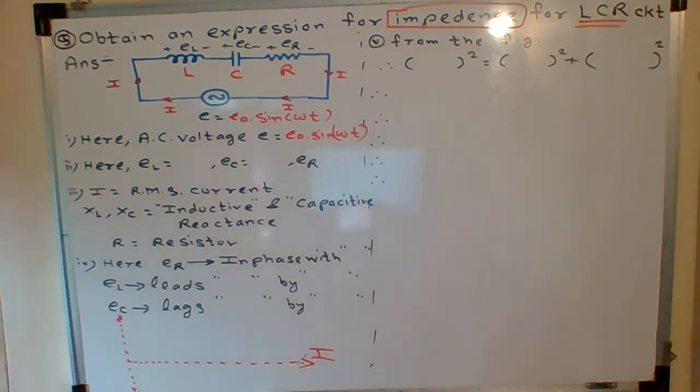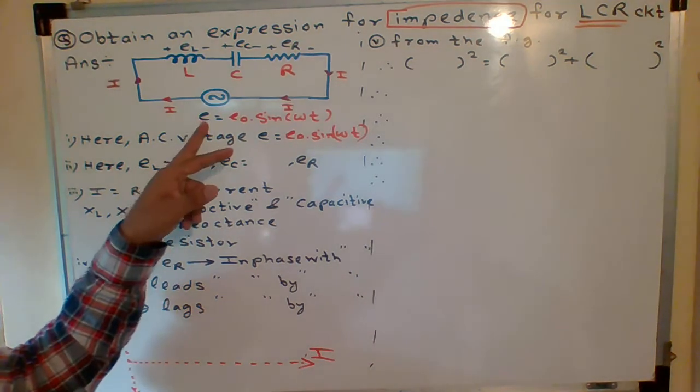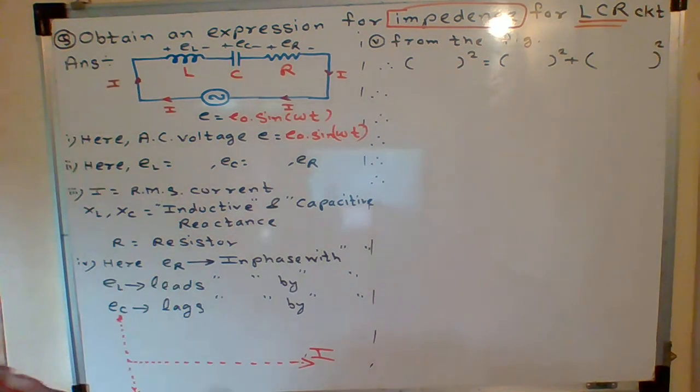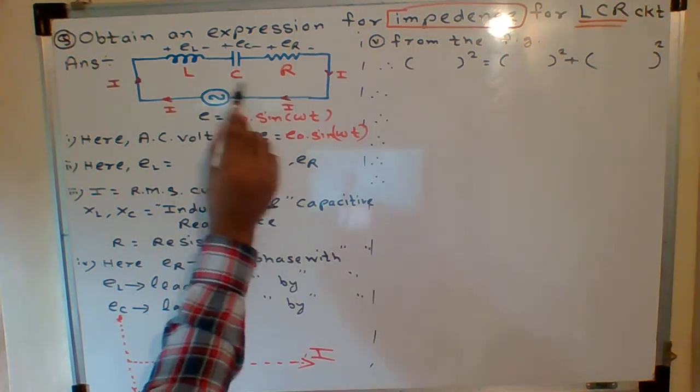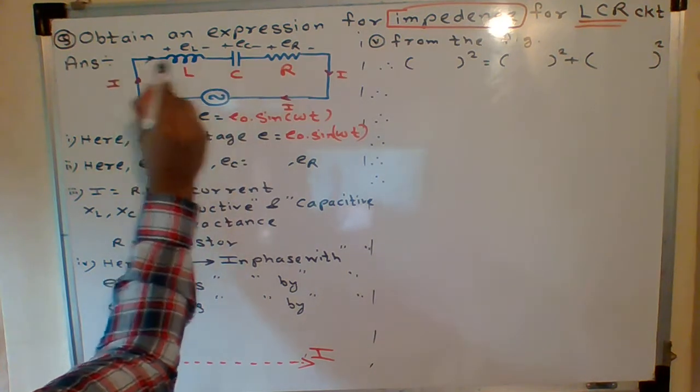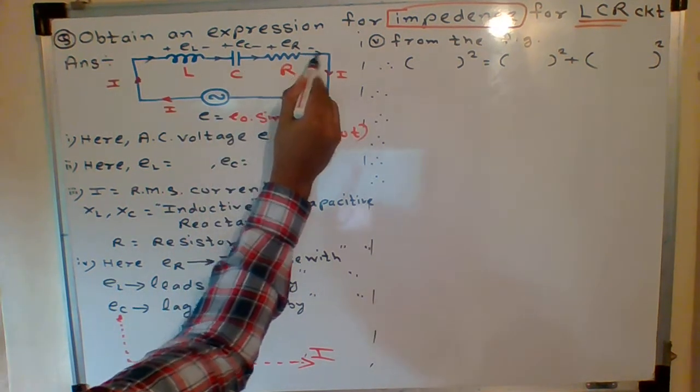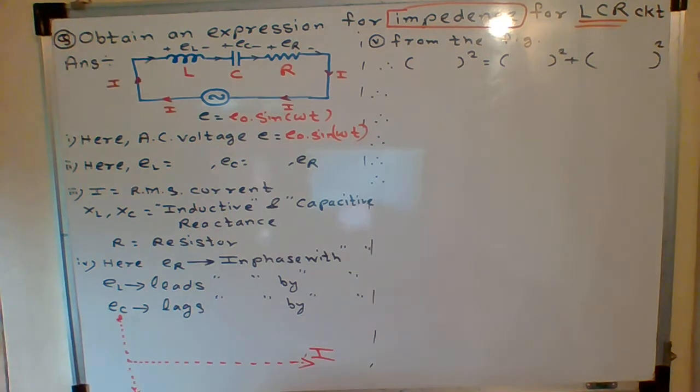Now all of you concentrate. Due to EMF E, current I is flowing. Since it is a series circuit, the current I is the same in all the components. Agree? Because it is a series circuit, there is no change in current.